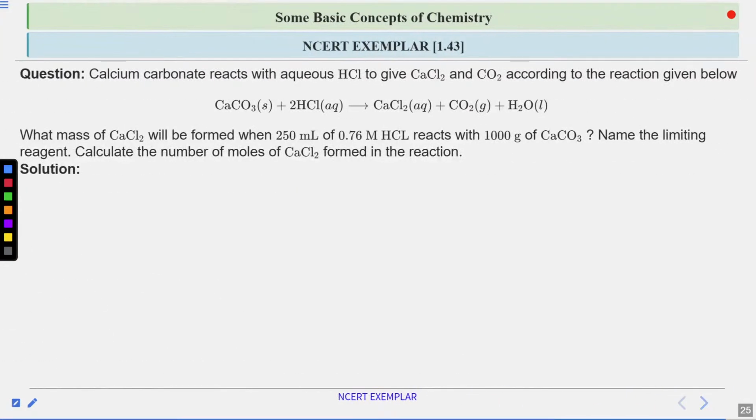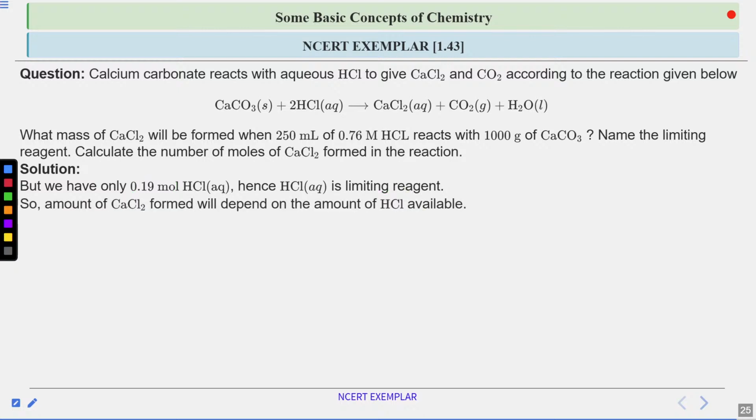Now again, coming back to the equation, this thing is written here. So if 0.19 mole of HCl is present, that means HCl is the limiting reagent. Now the second thing is to calculate the calcium chloride, or the amount of calcium chloride. So we have to calculate the number of moles, not the mass.